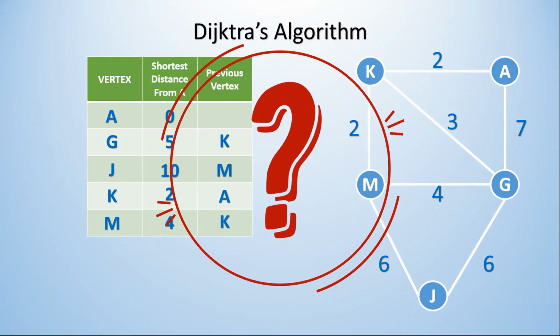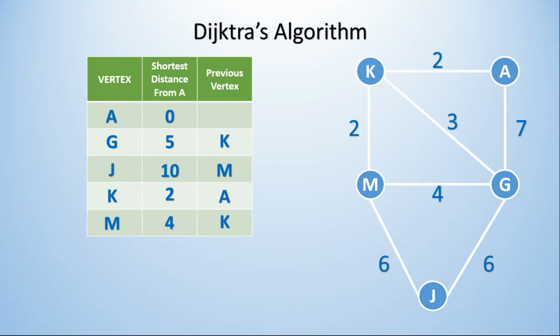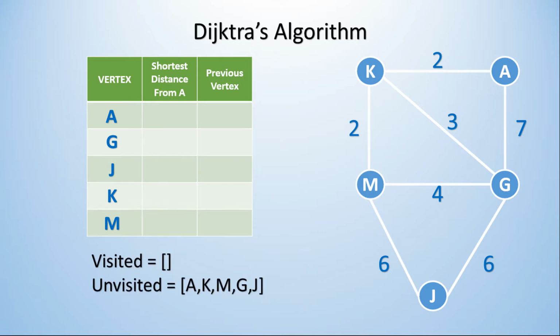So how did Dijkstra's algorithm generate this information? Dijkstra's shortest path algorithm works as follows. We are using two lists, one to keep track of the vertices we visited, and another to keep track of the vertices we haven't visited yet. So let's consider the starting vertex, vertex A.